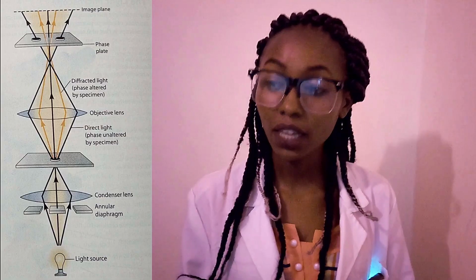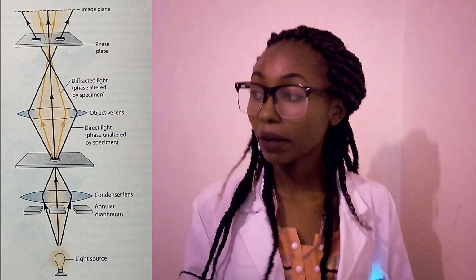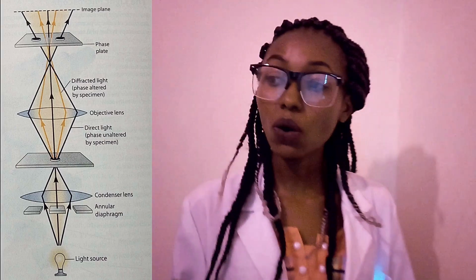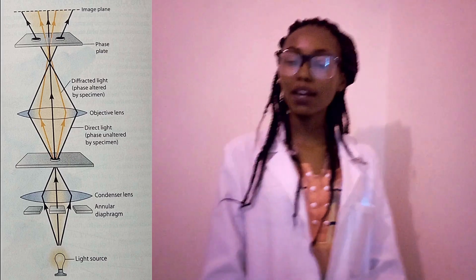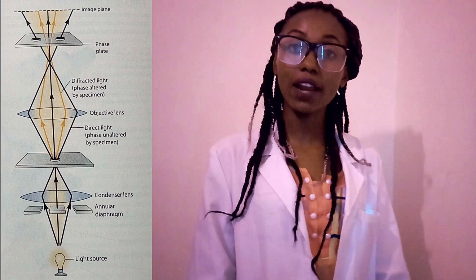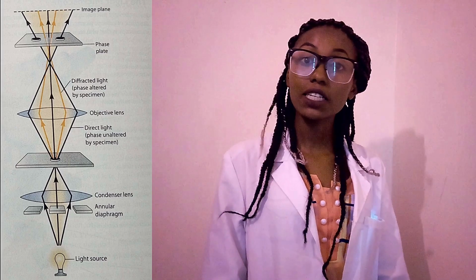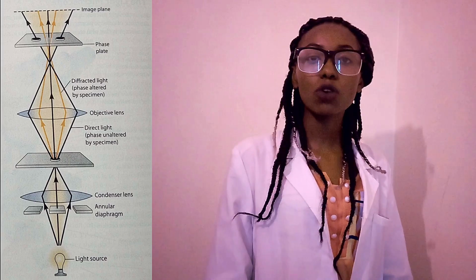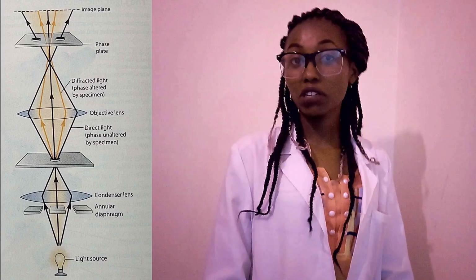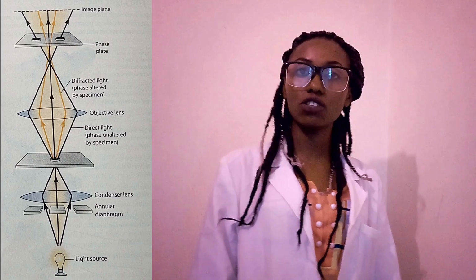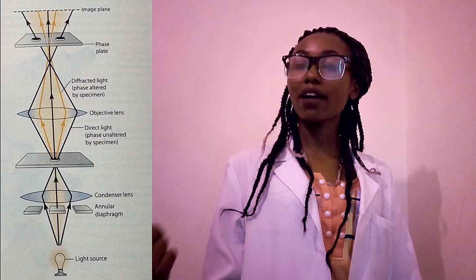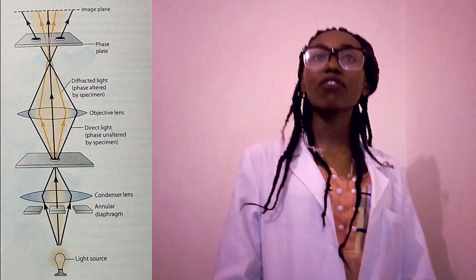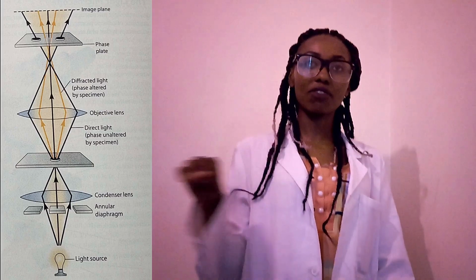Another type of light microscope is the phase contrast microscopy. Under this, the source of light is always directed to the condenser lens, and then the condenser lens directs the light to the specimen. The specimen of course will have two types of regions, the thick and thin regions. As the light penetrates through the thick and the thin region, you'll find that there will be light interference.